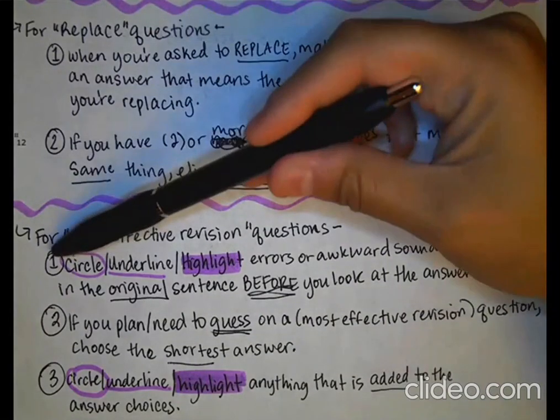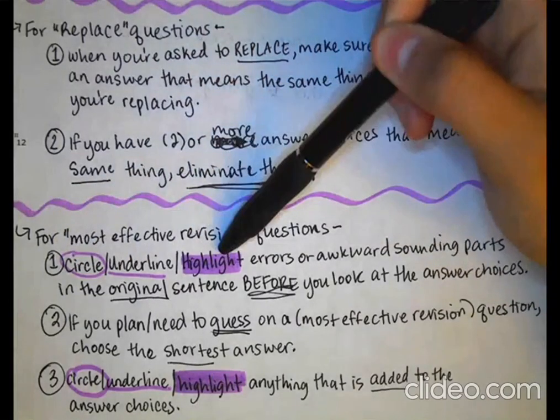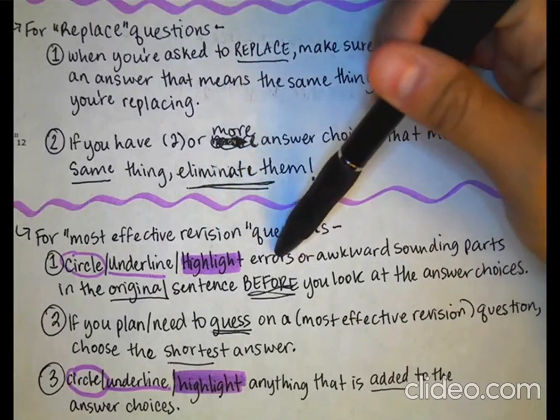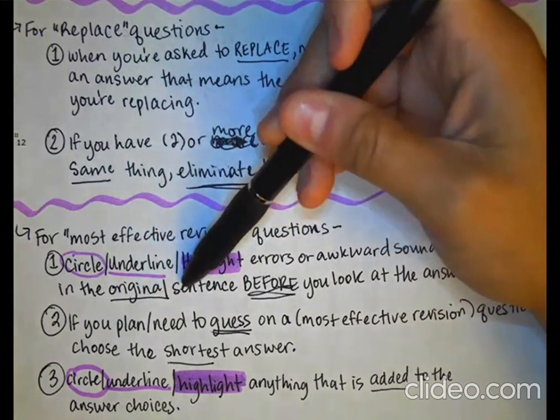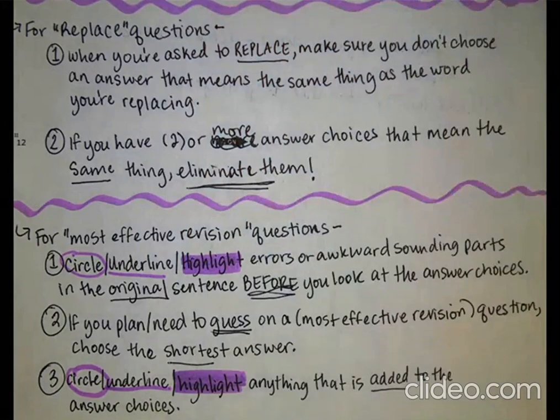Number 1, circle, underline, or highlight, whatever floats your boat, the errors or awkward sounding parts in the original sentence before you look at the answer choices. So what we're going to do is look at the sentence they're asking us to revise first, and we're going to see if we can figure out which parts sound a little weird.